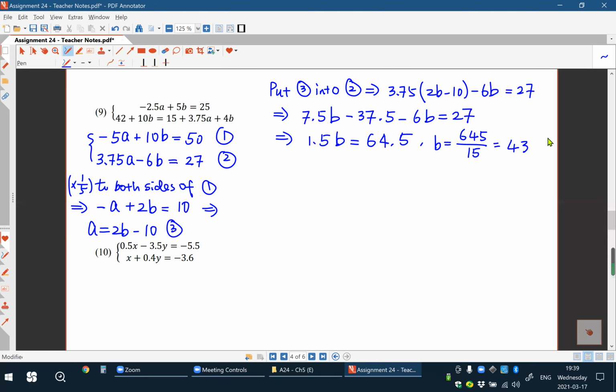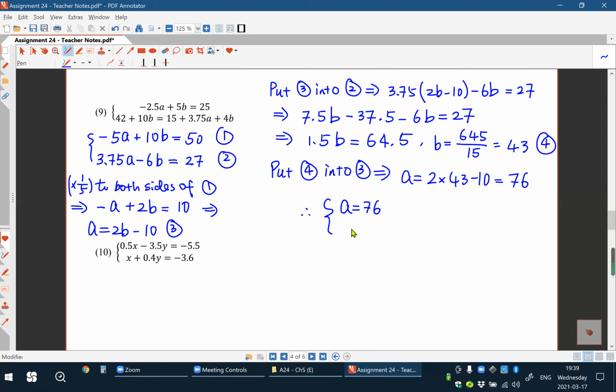Okay, then let's label this with 4. Then we can put 4 into 3 to solve our a here. A is twice of b, means twice of 43 minus 10. This will give you 86 minus 10, which is 76, right? Okay, so now we can make the conclusion. A is 76, B is 43. This is our final solution.